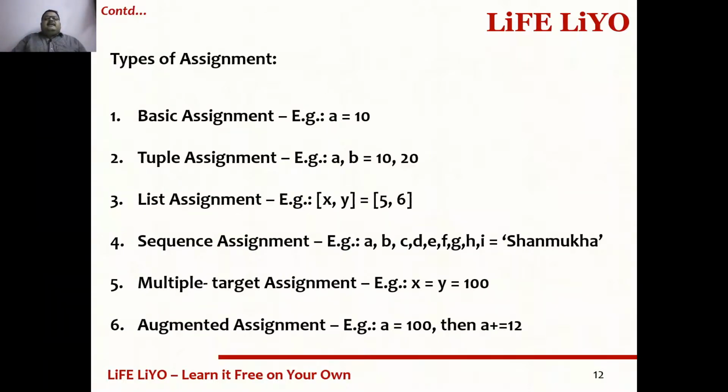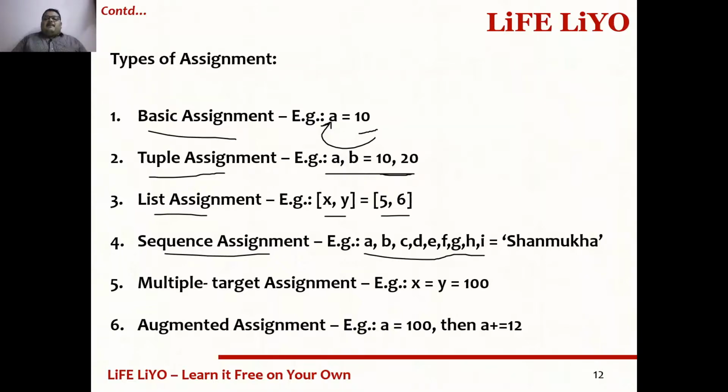Now various types of assignments are there in Python. One is basic assignment. What does basic assignment mean? Assigning a single value to a variable is called basic assignment. Next one is tuple assignment. What is tuple assignment? Tuple assignment means assigning multiple values to multiple variables. Then list assignment. A list is assigned, and list members can be assigned multiple values at a time. Then sequence assignment. Sequence assignment means all the variables separated by commas can be assigned sequential values at a time.